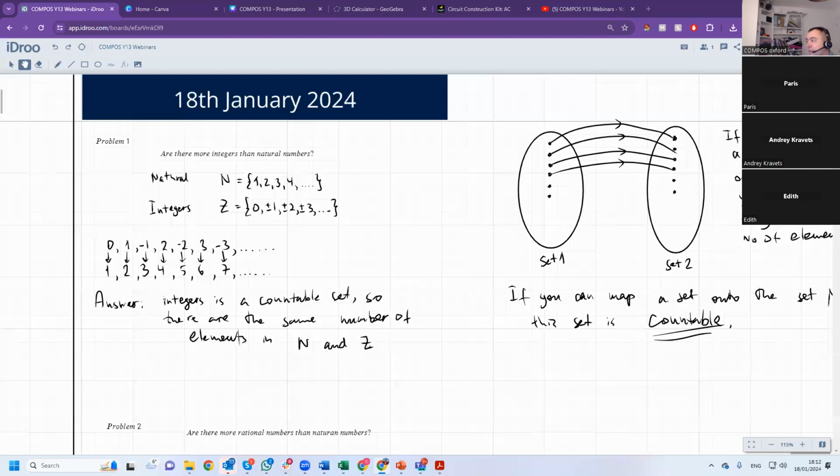Well, the number of elements is infinity. Basically, we're asking, are these infinities the same? Obviously, you can't count them.